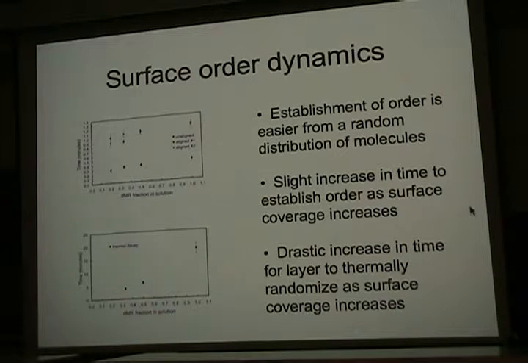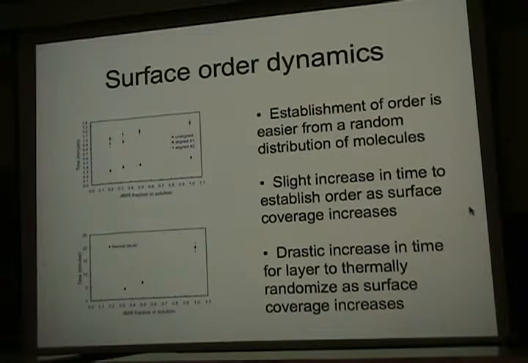The other thing that comes from this planar study is the times it takes for things to happen on the surface as a function of surface coverage. On the top graph we have the times it takes to establish alignment in the monolayer surface as a function of surface coverage, and the bottom part is the thermal decay of that alignment as a function of surface coverage. You can see the thermal decay changes quite a bit.